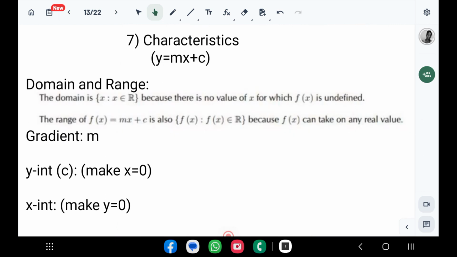Now let's look at the characteristics of this straight line graph. Basically, your domain and range are easy. X is an element of all real numbers. F of x, which is your y, is also an element of all real numbers. Easy peasy. There is no place where any of the domain or range is undefined.